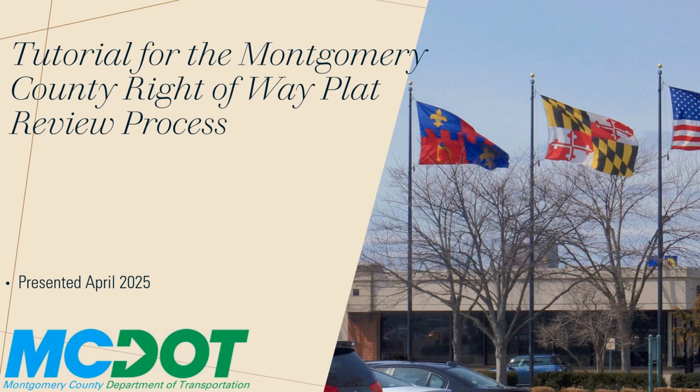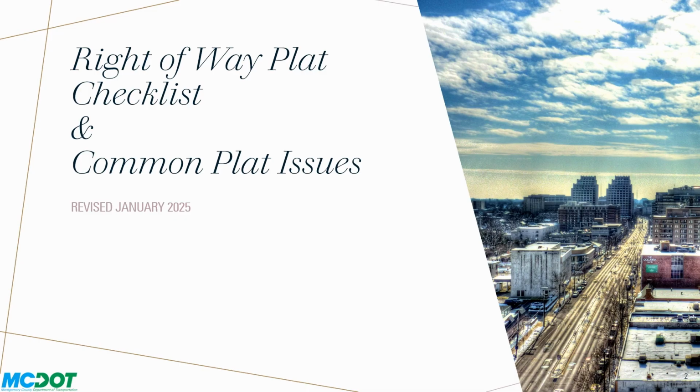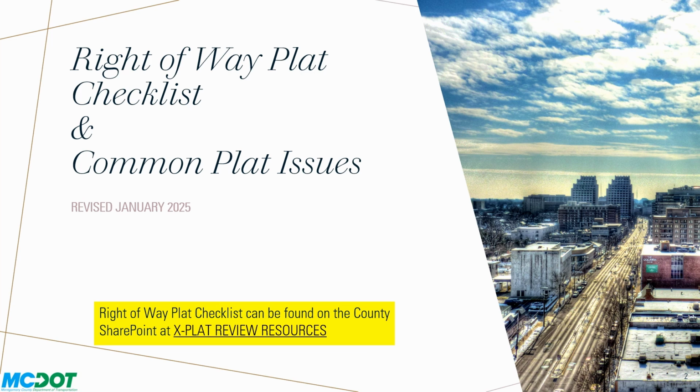The MCDOT right-of-way plat checklist was developed before 2004. The last major revision was made in July 2024, with a recent minor update in January 2025 to reflect the name of our new division chief. This detailed checklist describes how plats should be laid out, the items that must be included for review, and items that are required by MCDOT attorneys for the acquisition of property needed for transportation projects.